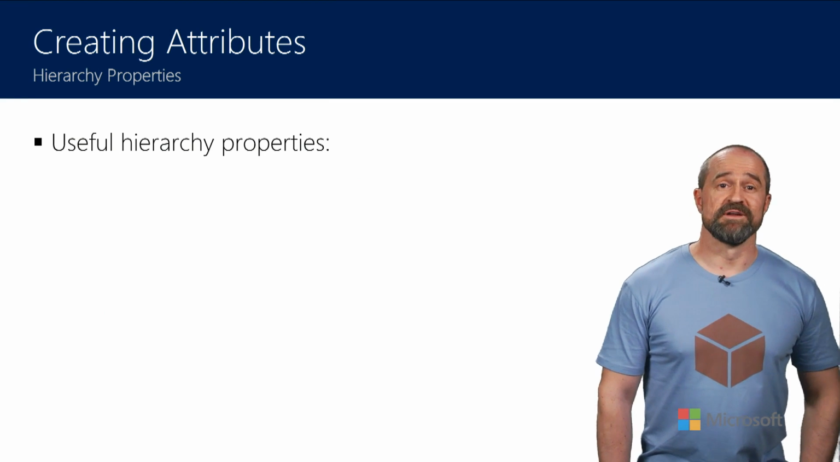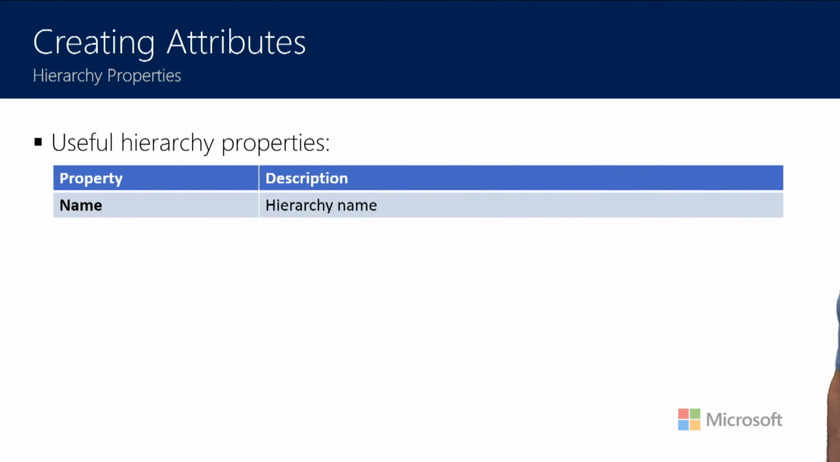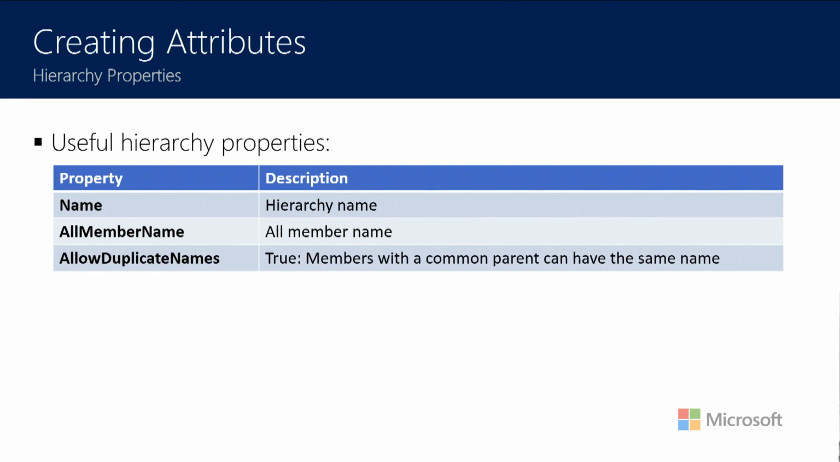Useful hierarchy properties. Each hierarchy in the dimension must be uniquely named. The all member name property can allow you to override the default name for the all member to something that suits your design. The allow duplicate names property, when set to true, allows members with a common parent to have the same name. And the display folder allows you to categorize this hierarchy into a folder of the dimension.